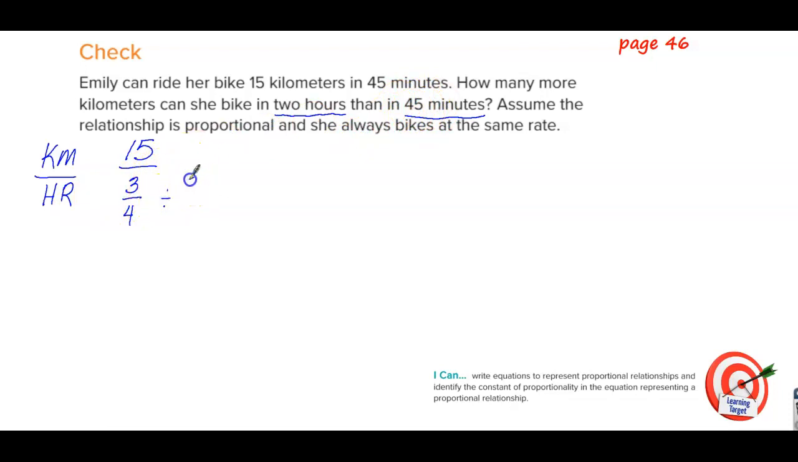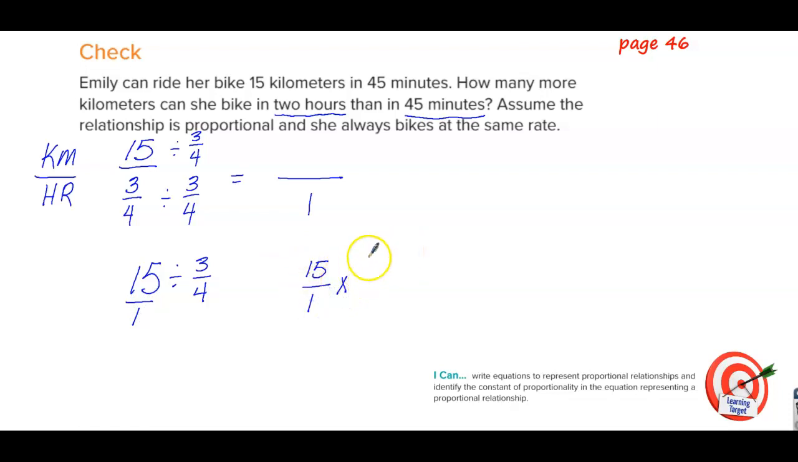We want to divide top and bottom by the bottom number to get a unit rate, to be 1 on the bottom. But let's look at this. 15 divided by 3/4. To solve this, we first need to make everything a fraction. So we're going to put a 1 under the 15. All right, then we keep, change, divide to multiply, and flip the second number.